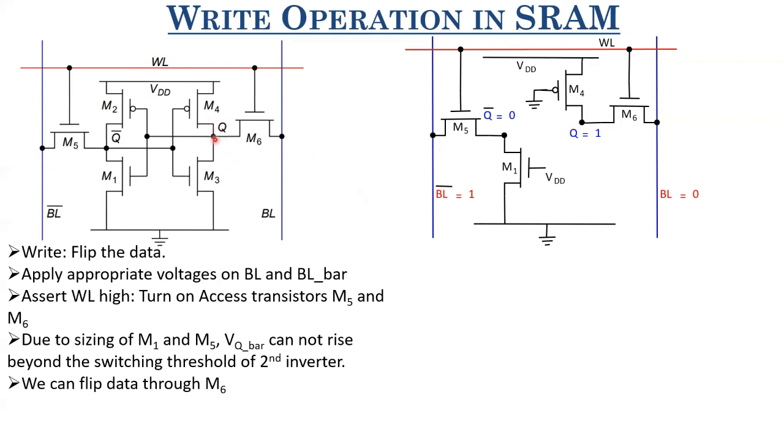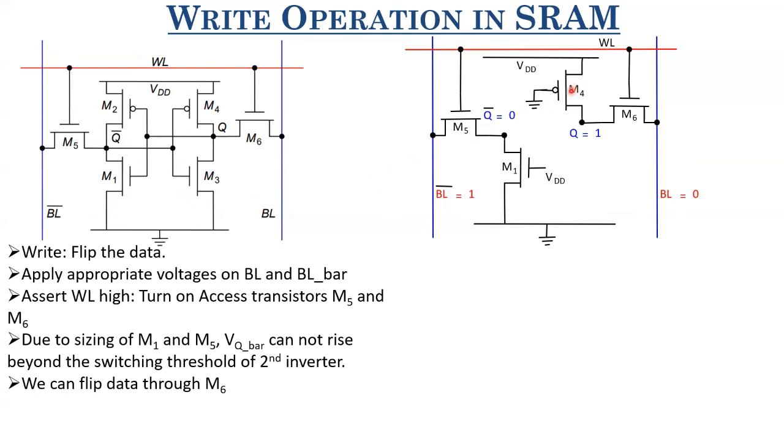We have to make this VQ smaller than the switching threshold of inverter 1, so that the output goes from 0 to 1. If input voltage is less than the switching threshold, output goes to 1, right? That is what happens in a typical inverter: Vin less than VM, output goes to 1. So this VQ is given as the input to the first inverter, and if we ensure that the voltage VQ here is reduced below the switching threshold of inverter 1, we'll be sure that this Q bar goes from 0 to 1. And that is what we have to ensure.